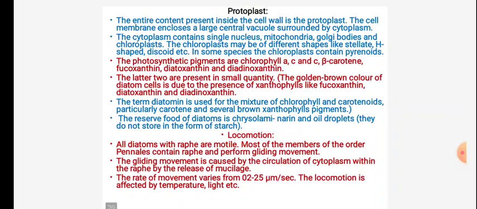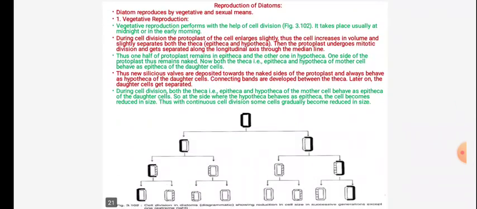Then protoplast content mainly shows the photosynthetic pigments: chlorophyll a, c, then beta carotene, fucoxanthin. In locomotion, the raphe is important; diatoms with raphe are motile. Most members of order Pennales contain a raphe and perform gliding movement. This gliding movement is by the circulation of cytoplasm, and they also release mucilage. The rate of movement varies from 2 to 25 micron per second. The locomotion is affected by temperature and light.